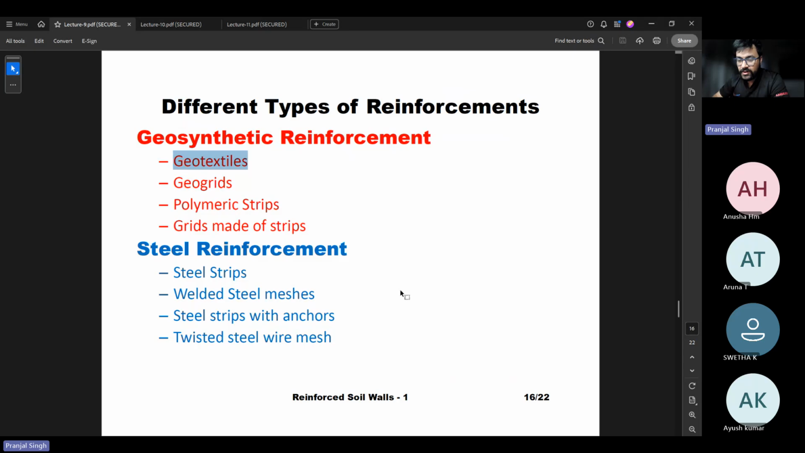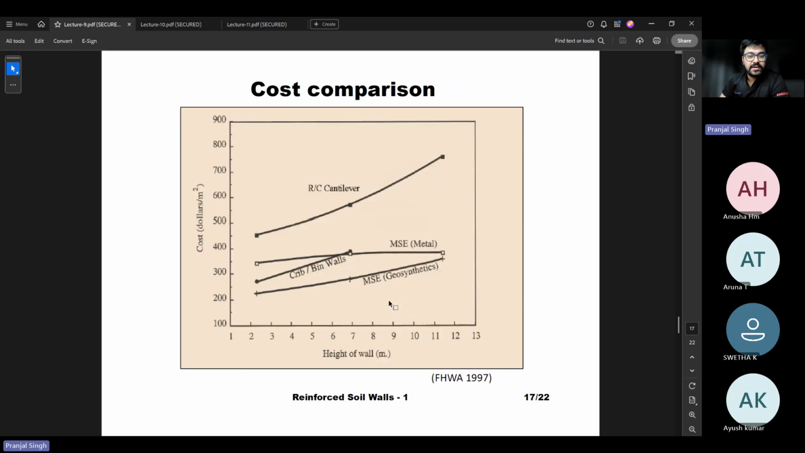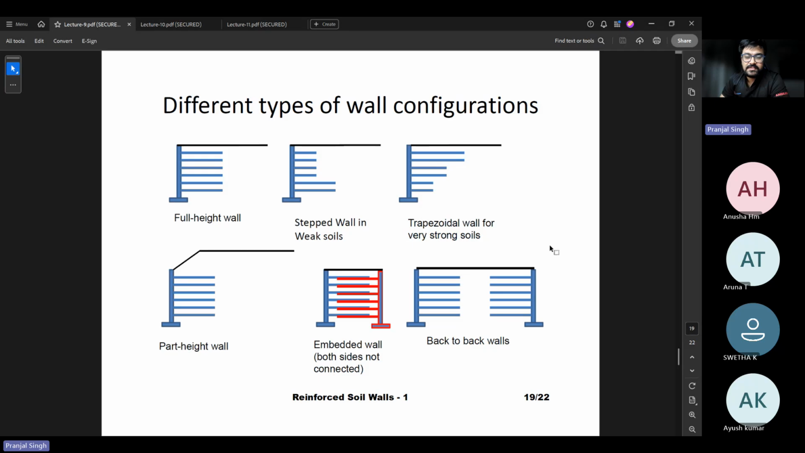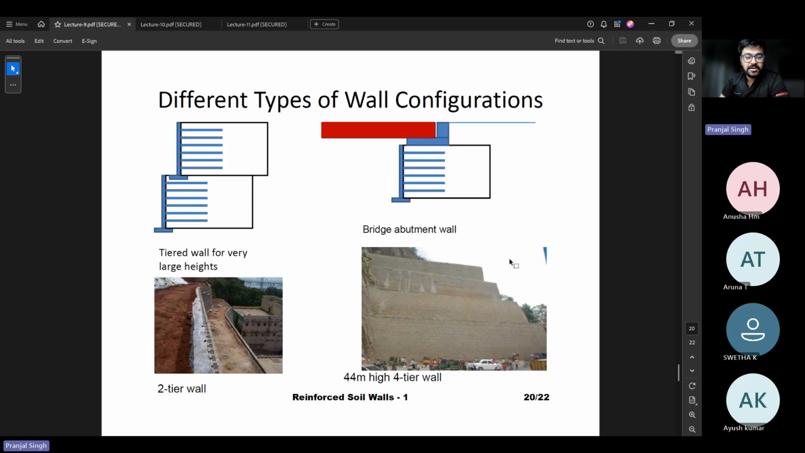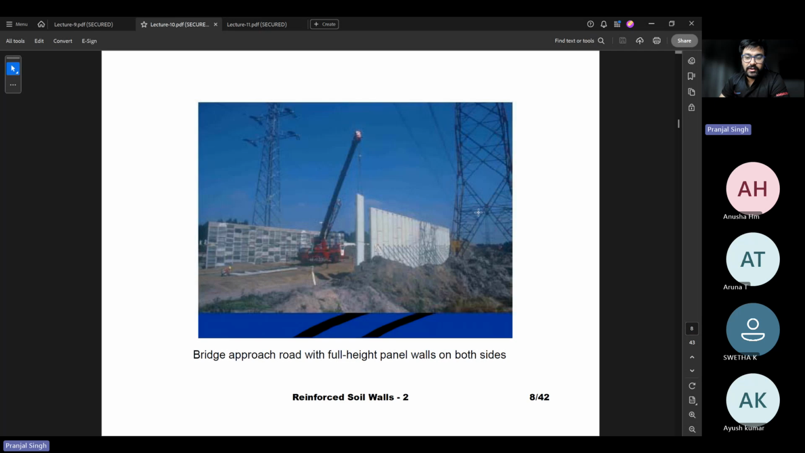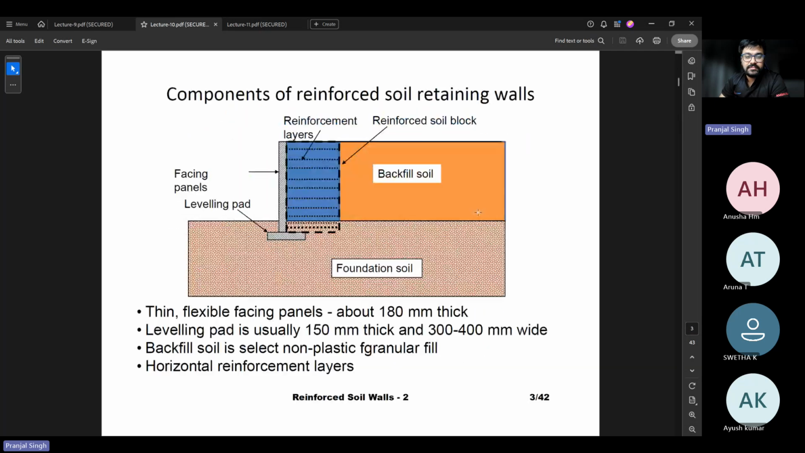Whenever you go to a flyover in your city, you will definitely see one of these being applied in layers while constructing the approach road for the flyover. These are the cost comparisons of different types, and some examples. Moving on to lecture number 10.